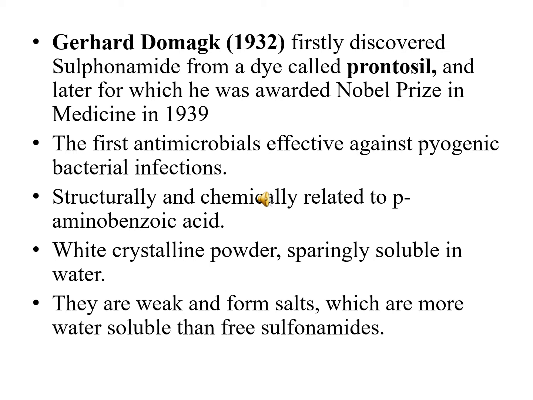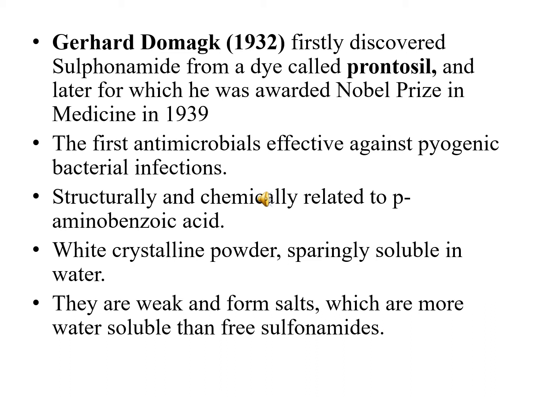The sulfonamides were discovered by the scientist Gerhard Domagk in 1939, for which he got the Nobel Prize in Medicine. Gerhard Domagk first discovered the sulfonamide from a dye called prontosil. Prontosil is a dye which on breakdown gives an active compound, sulfanilamide, which has antimicrobial activity. These antimicrobials are effective against pyogenic bacterial infection.